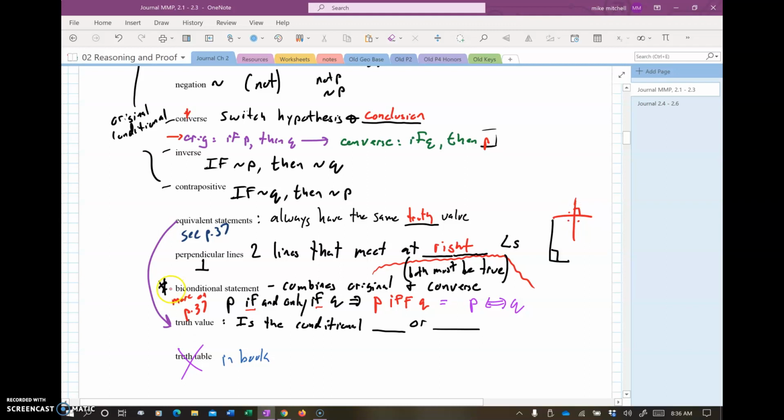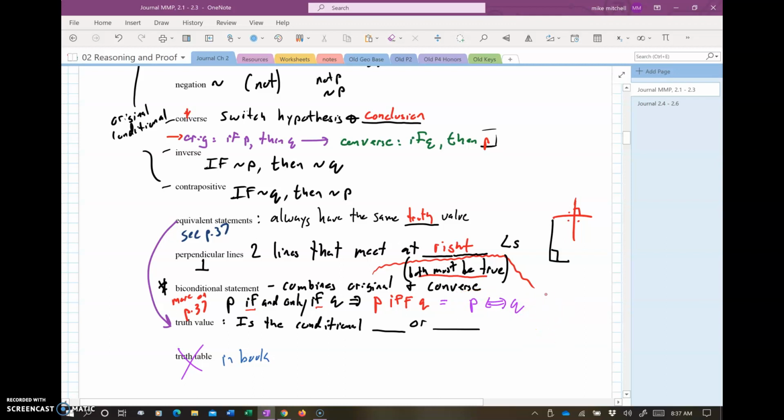Biconditional, we will use this one some in here too. Combines the original and the converse. Both of these must be true to use a biconditional. If one of them's not true, we don't use the biconditional. And I mentioned there's more on page 37. We write this P, if and only if Q. So there's no if at the start, no then. This is abbreviated P, IFF. That's read P, if and only if Q. The purple here, this is our symbolic notation for that.